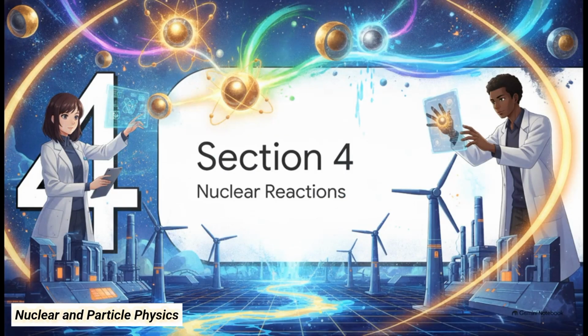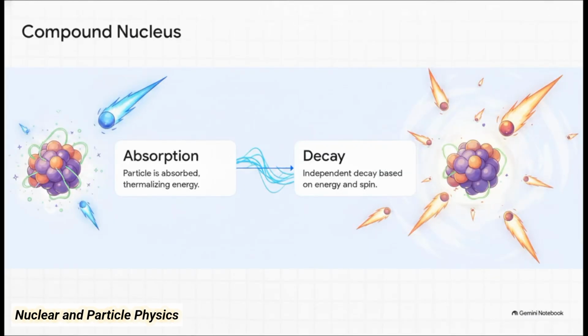That scales us up beautifully to section 4, nuclear reactions and power. We're not just passively watching atoms decay anymore, we're actively harnessing them. A real game changer here is Niels Bohr's compound nucleus model, which splits nuclear reactions into 2 distinct steps. First, an incident particle hits a target nucleus and gets completely absorbed, rapidly distributing its energy across all the nucleons.